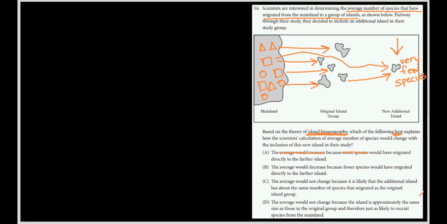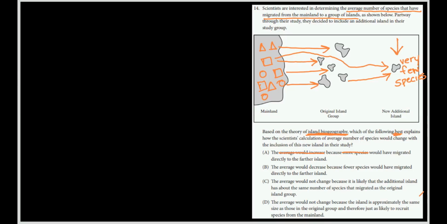Could there be an island that's very far away that has lots and lots of species because whatever happened? Sure, that's totally possible. It's not outside the realm of possibility. Is it the most likely or the best choice? No. Okay, so just think about that when you're doing the AP exam.